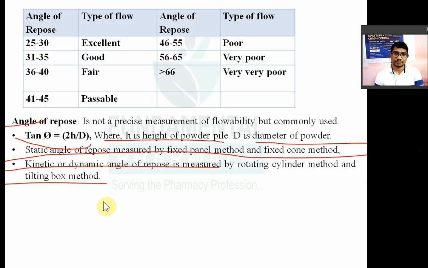Now, if angle of repose of powder is between 25 to 30, excellent flow is there. If it is between 31 to 35, good flow is there. If it is 41 to 45, passable. If angle of repose of powder is between 46 to 55, poor flow; 56 to 65, very poor flow; and more than 66, very very poor flow.